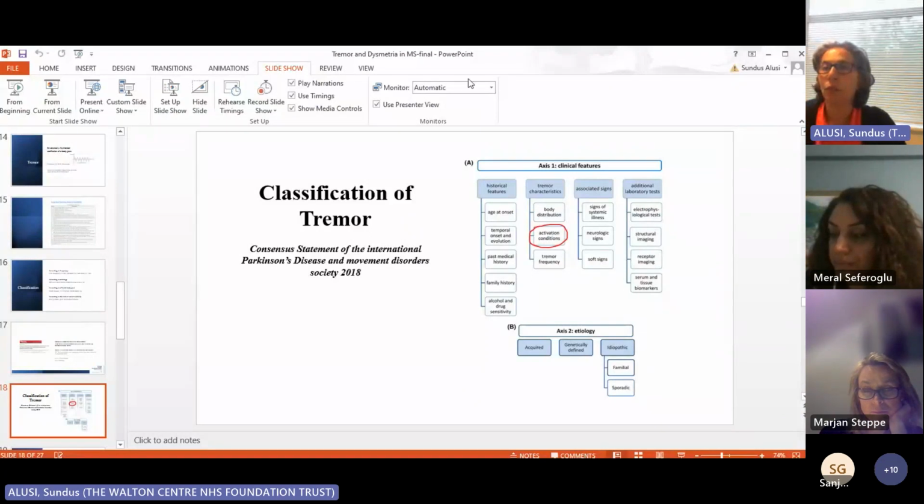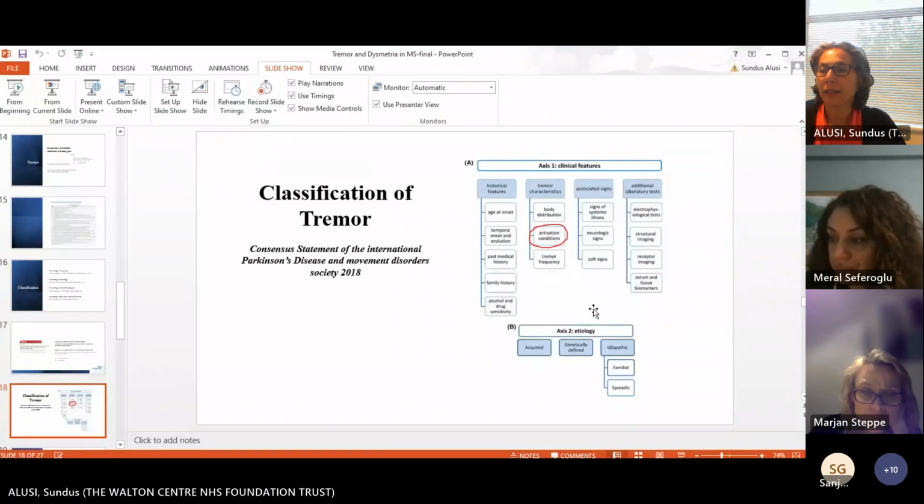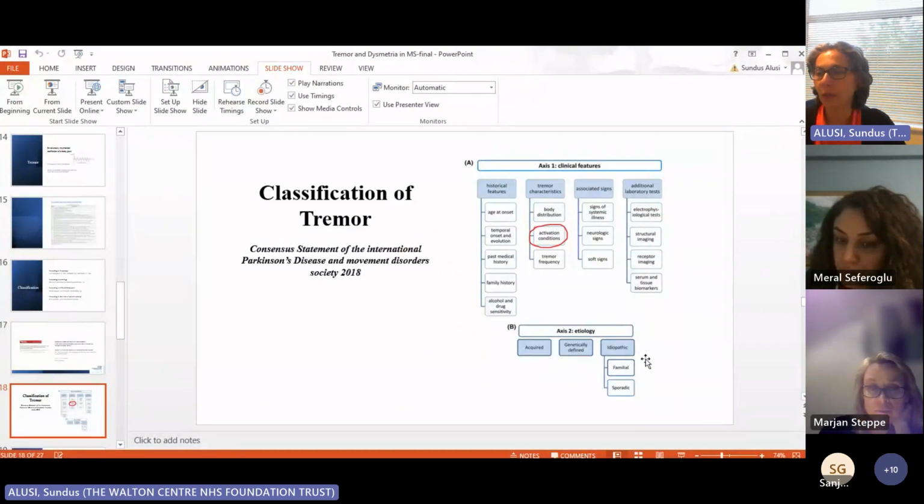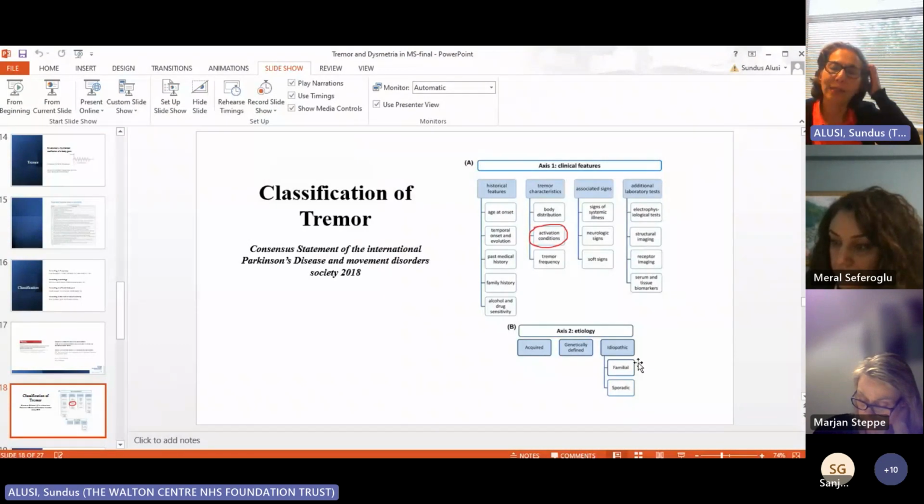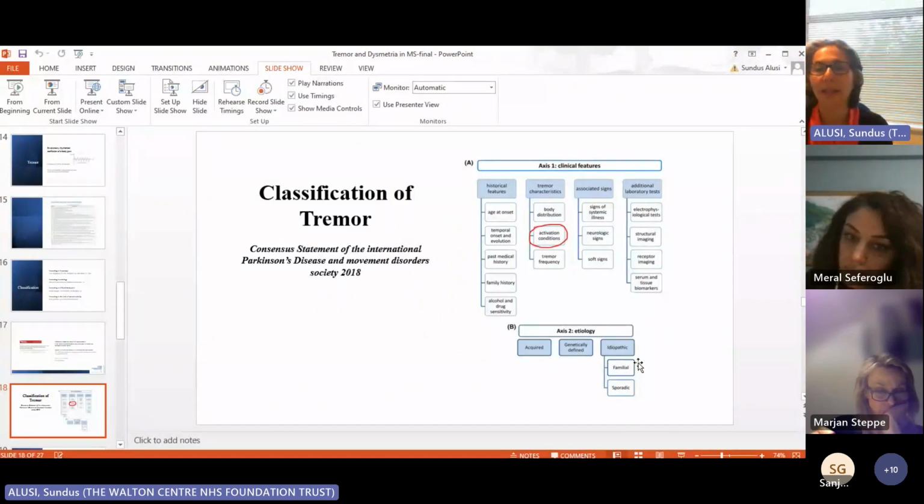So this is axis 1. So if you're facing a tremor in your clinic, you want to look at all of these. And then you look at the etiology, that's axis 2. So is it acquired, is it genetic, or is it idiopathic? So at the end of your assessment, you come up with, this is a person, for example, with bilateral arm tremor, no family history, with associated weakness and spasticity, and I've done an MRI scan, and I think this is multiple sclerosis.